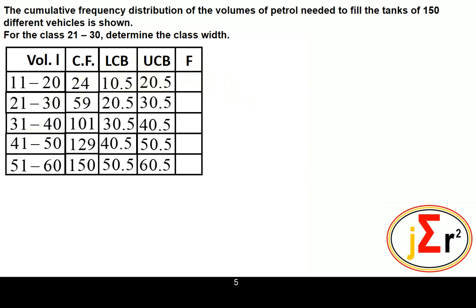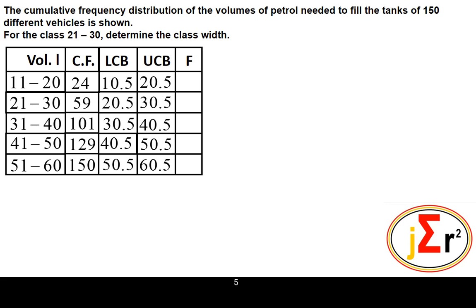The cumulative frequency distribution of the volumes of petrol needed to fill the tanks of 150 different vehicles is shown. For the class 20 to 30, determine the class width. What we need to determine is the class width of a particular class.